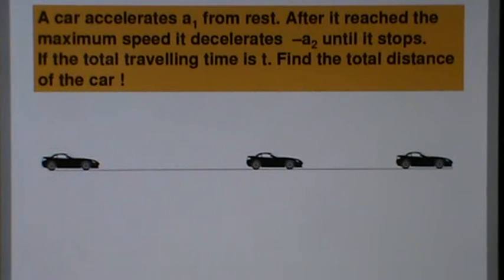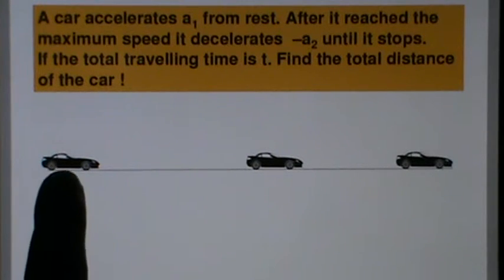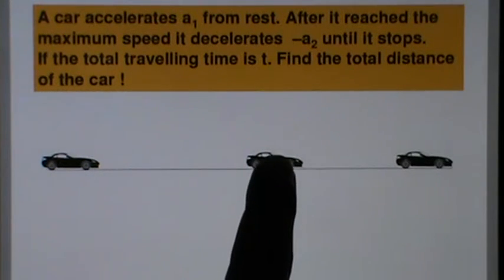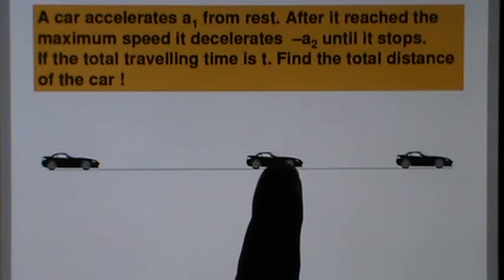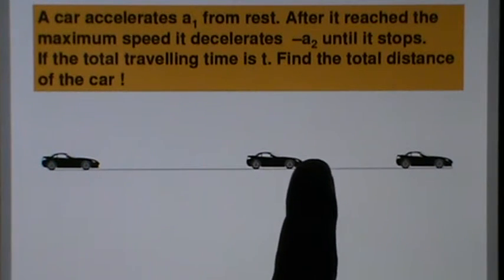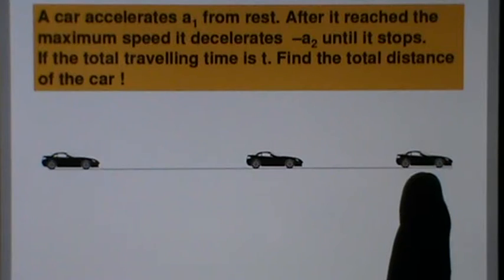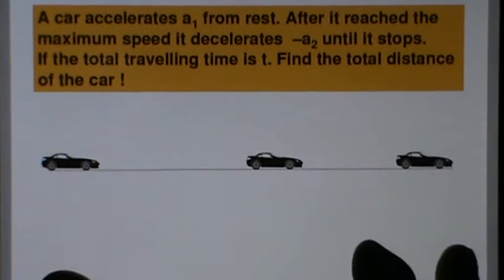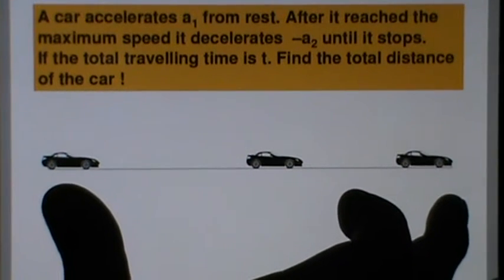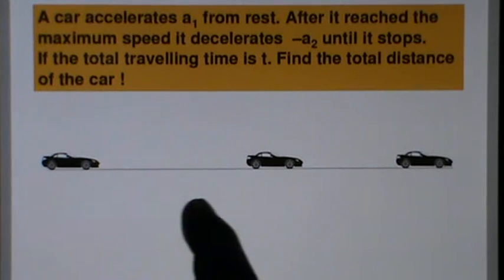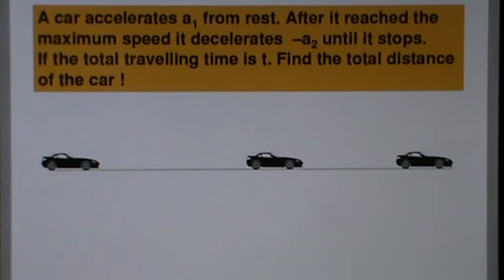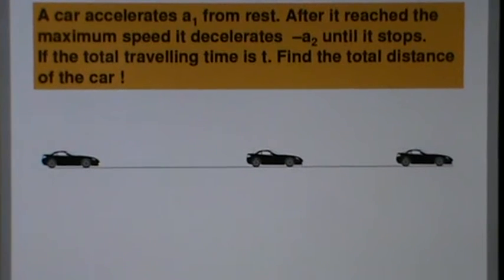This is the third problem. A car accelerates a1 from rest, and after it reaches a maximum speed, it decelerates minus a2 until it stops. If the total traveling time is t, find the total distance of the car. Let's now work on the third problem.